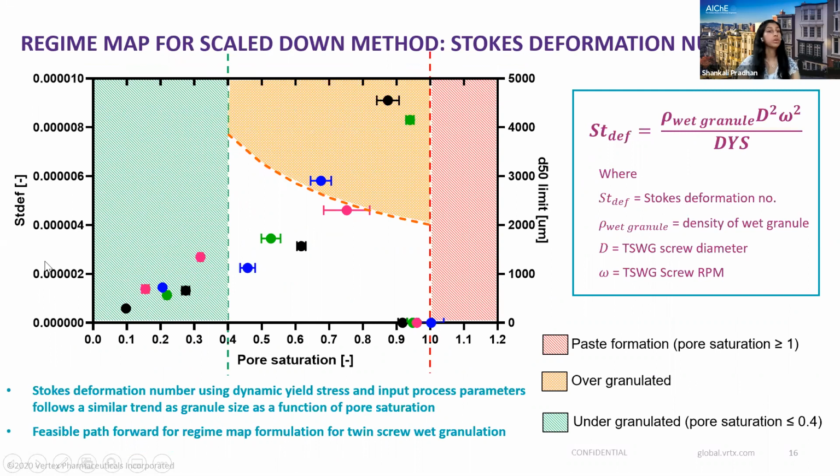We have Stokes deformation number on the y-axis, which is the ratio of the input process parameters to the dynamic yield stress, which is measured on a small scale, and pore saturation on the x-axis. And the great thing is that the Stokes deformation number also follows the same trend as D50. So you have small Stokes deformation number for undergranulation, and then you cannot define a yield stress for pore saturation of 1 and above. So this is a great beginning to an improved regime map that we could use, and it's a feasible path forward for us.